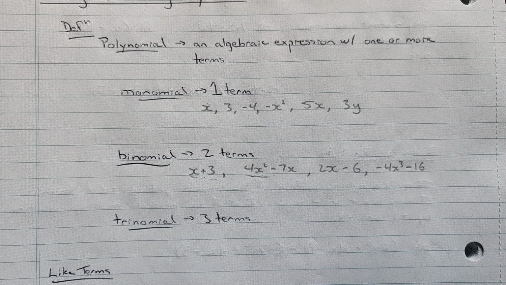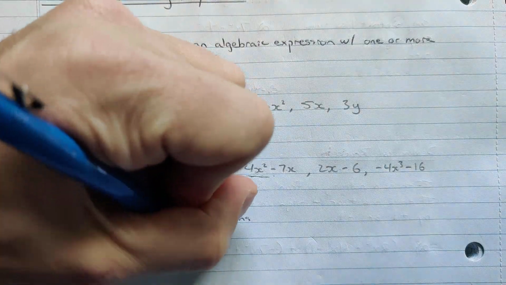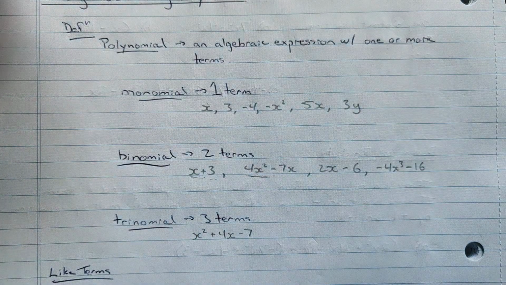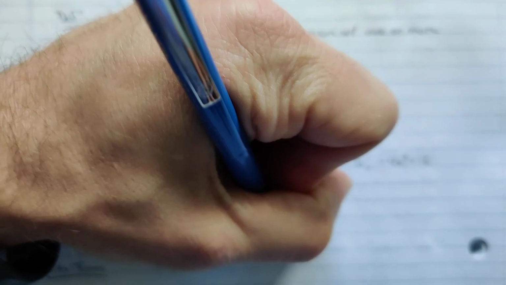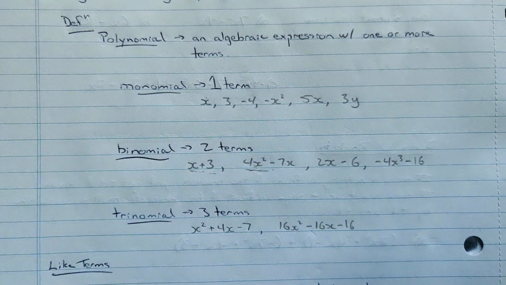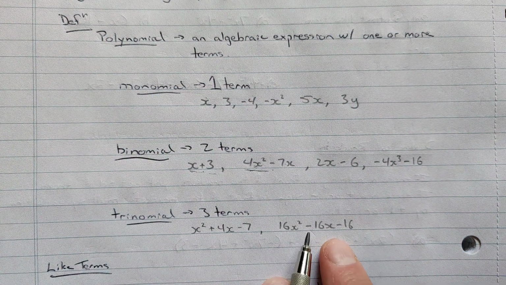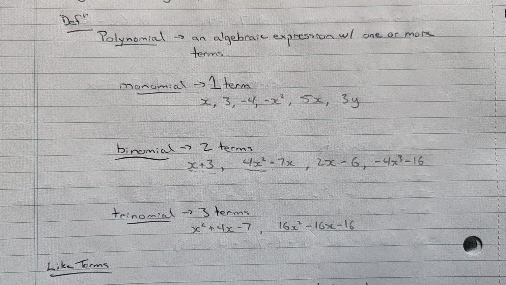And then a trinomial, using that same process. Tri meaning 3, like a tricycle, 3 terms. So we have something maybe like x squared plus 4x minus 7, or we might have 16x squared minus 16x minus 16, something like that. Separate terms, and again the terms are separated by the plus or minus sign. So these are examples of trinomials.